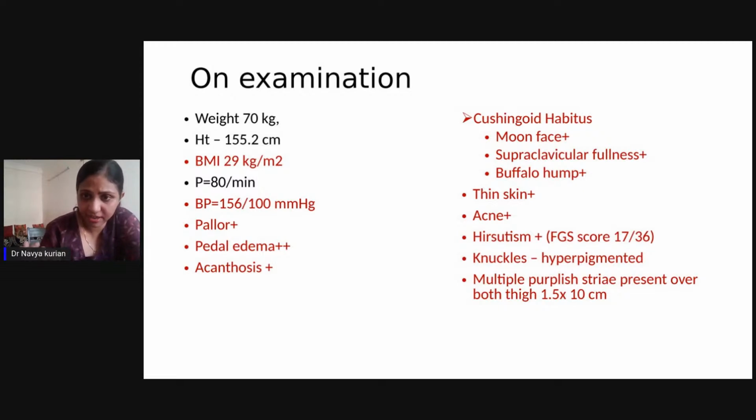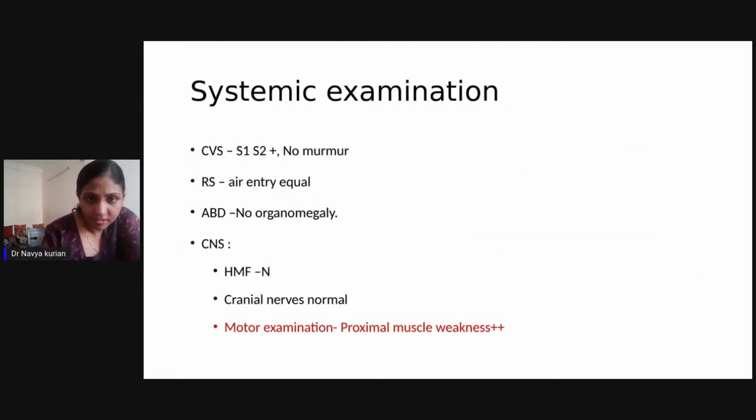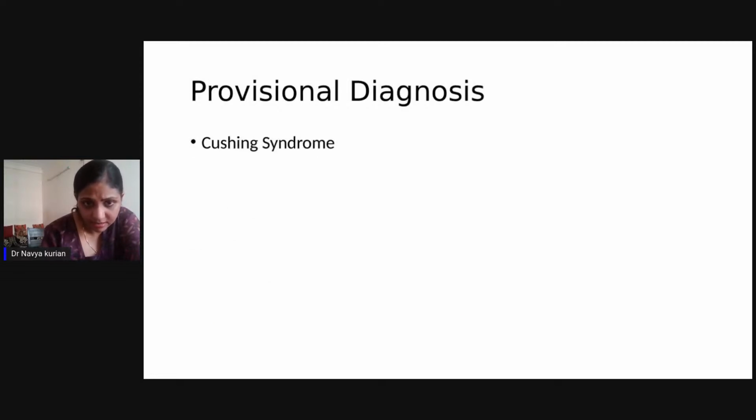she had moon face, she had supraclavicular fullness, she had buffalo hump, her skin was thin, she had acne, she had hirsutism, her hirsutism score was 17/36, more than 8 is important. Her knuckles were hyperpigmented, and she had multiple wide purplish striae over both thighs. Her systemic examination was normal except for severe proximal muscle weakness. So in this scenario, the provisional diagnosis is Cushing's.